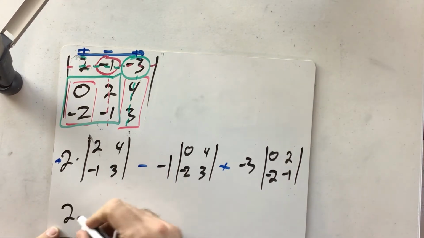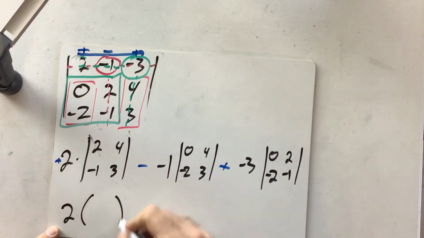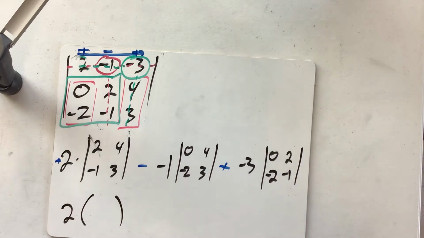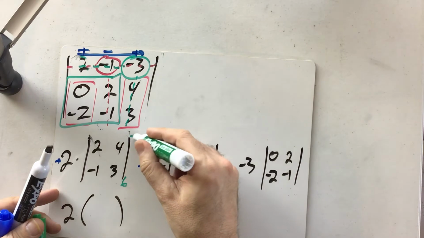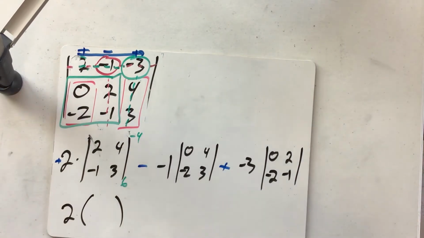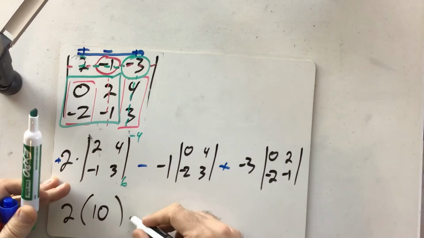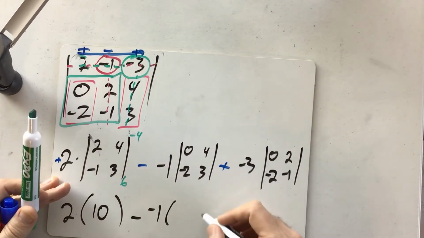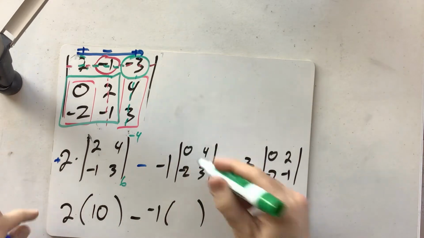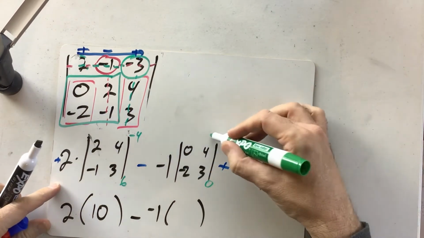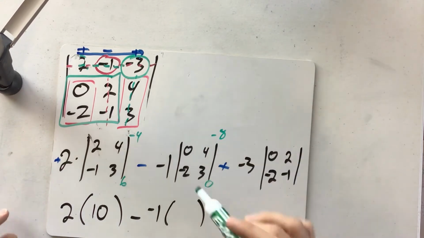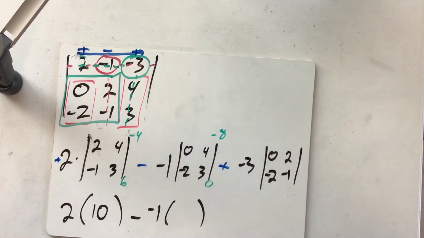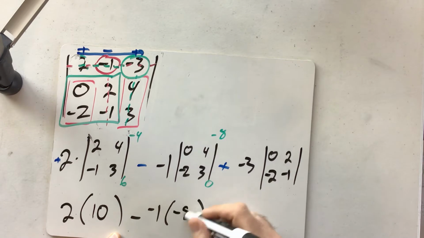So we've got 2 times this determinant I did earlier. Notice this is 6. If I look at that diagonal, that's negative 4. And so this ends up being 10. So 2 times 10 is what we get. Minus negative 1 times this diagonal is 0. This diagonal is negative 8. To do the diagonals, I'm just multiplying along the diagonal, just like we did earlier. And so this is negative 1 times a negative 8.